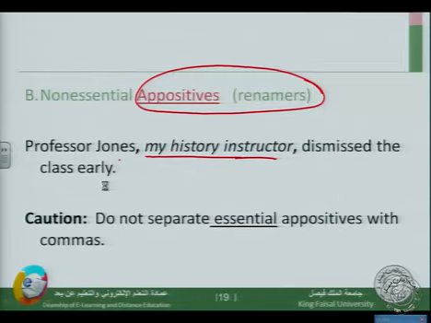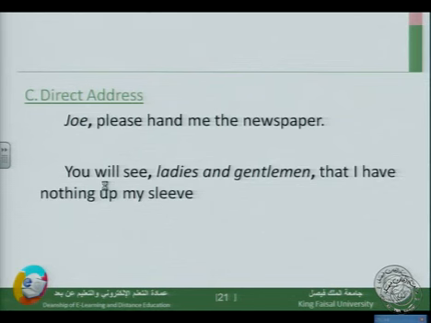Notice that this appositive is non-essential, following the same system as the adjective clause. If we use it in a sentence, we need to put it between two commas. Also, we use a comma after direct address. For example: "Joe, please hand me the newspaper." "Ammar, please explain to me the lesson." Joe, so you are actually addressing him, calling him directly. Okay?